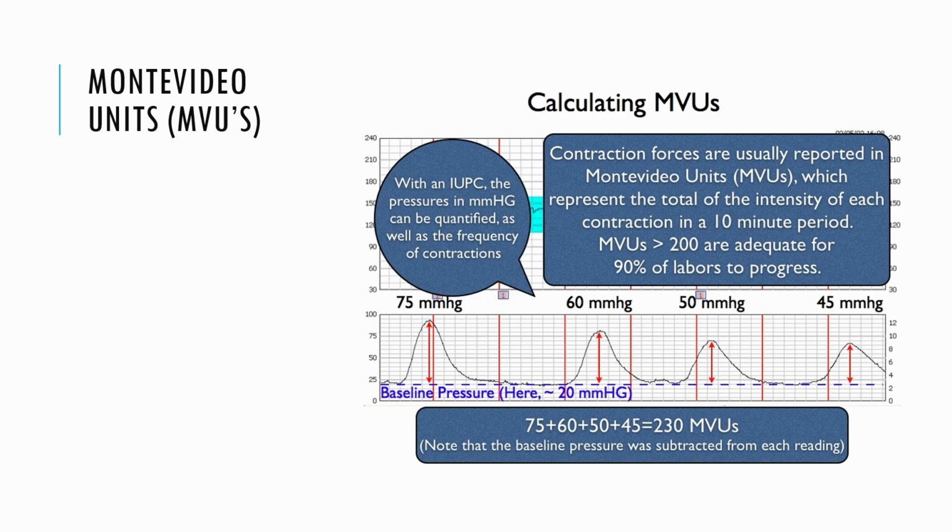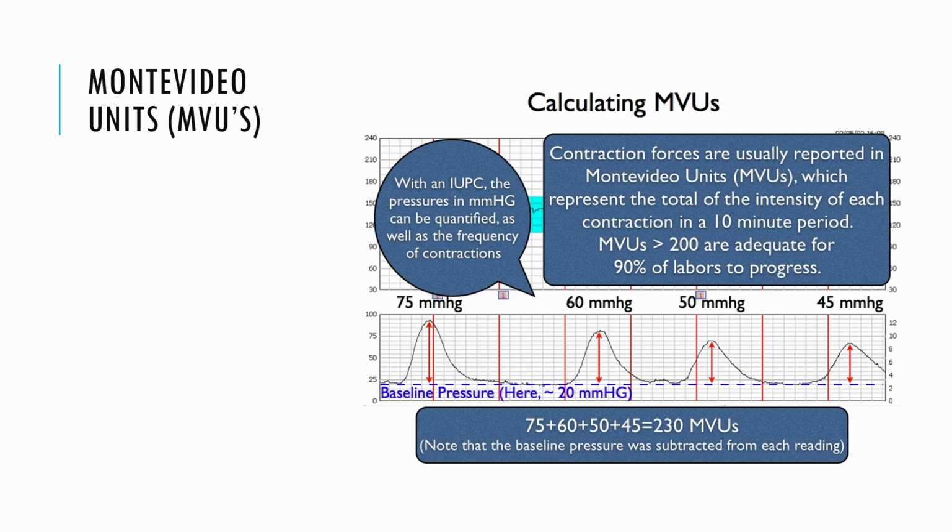Okay. The next one, but you see how they say it's 75 millimeters? That's because we have to subtract where the baseline pressure is at. Usually the baseline is at 20. So we're going to go 95 minus 20 gives us 75. We're going to do this for each contraction during that 10 minutes, and then we're going to add all of them up. So when they added these 4 contractions up, they come up with 230 MVUs. That's adequate, okay?